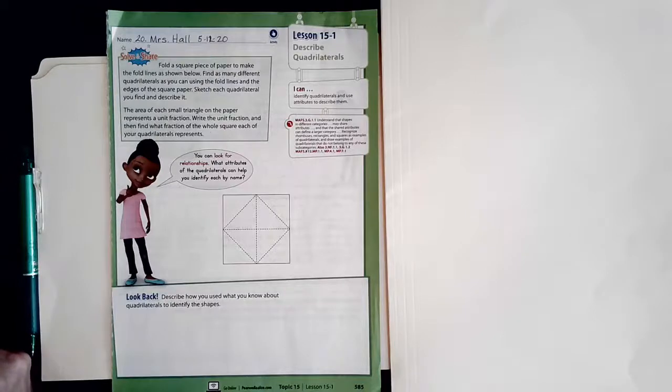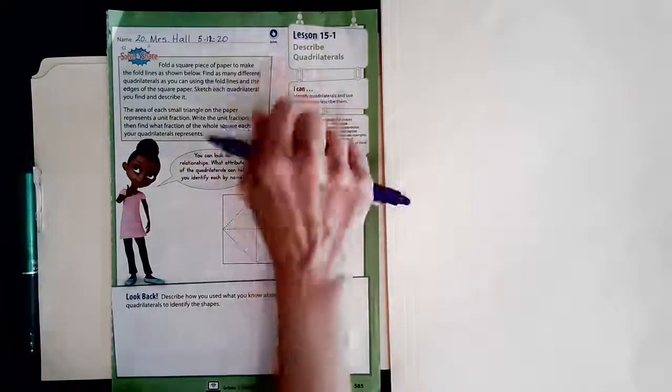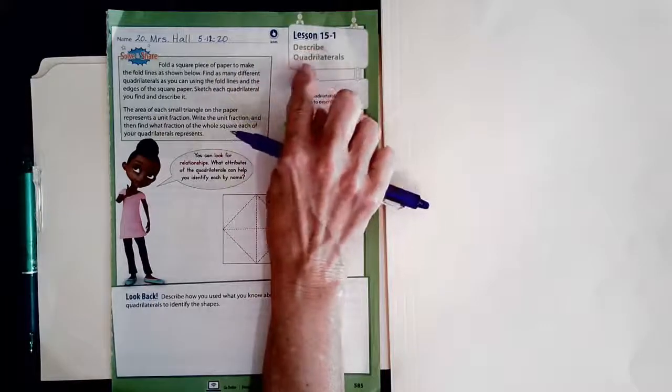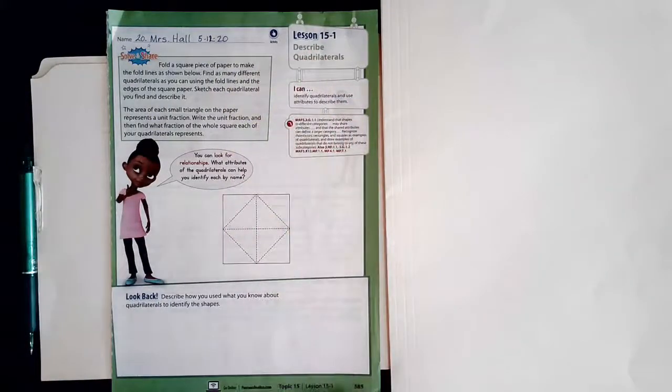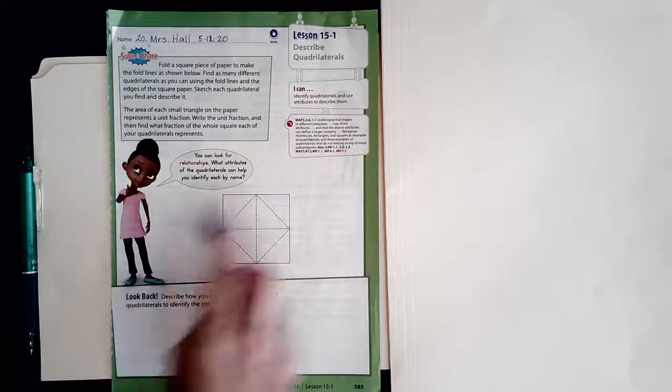Today we are starting our topic 15, and our first lesson is 15-1, Describe Quadrilaterals. We're starting on page 585. Let's look at the solve and share at the top.